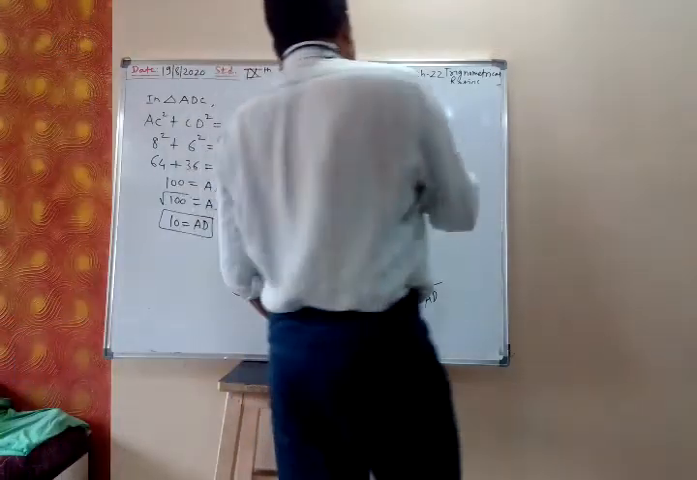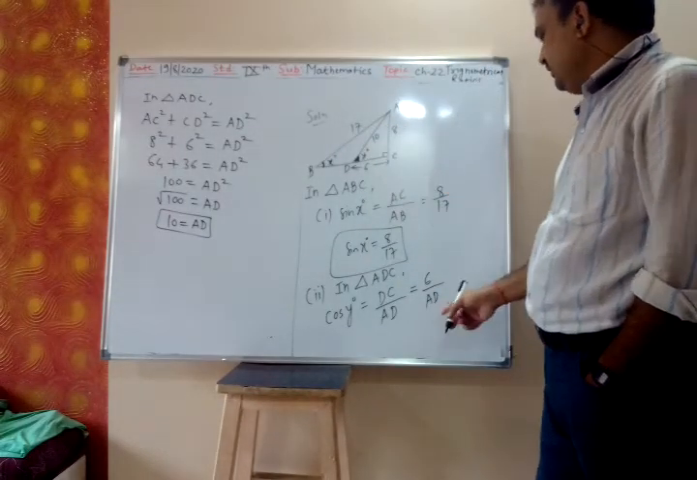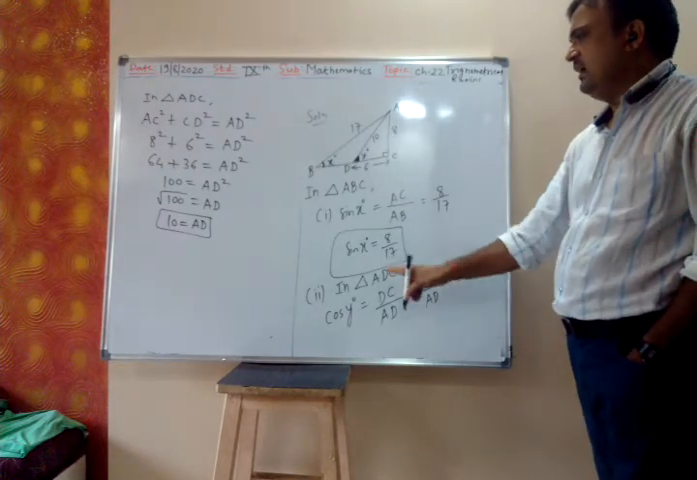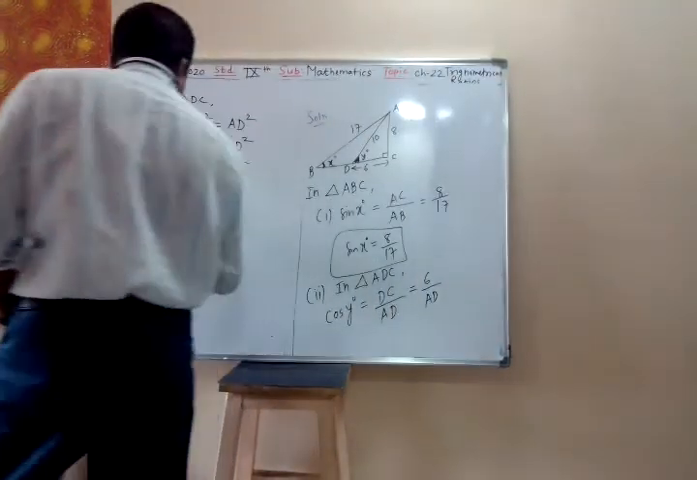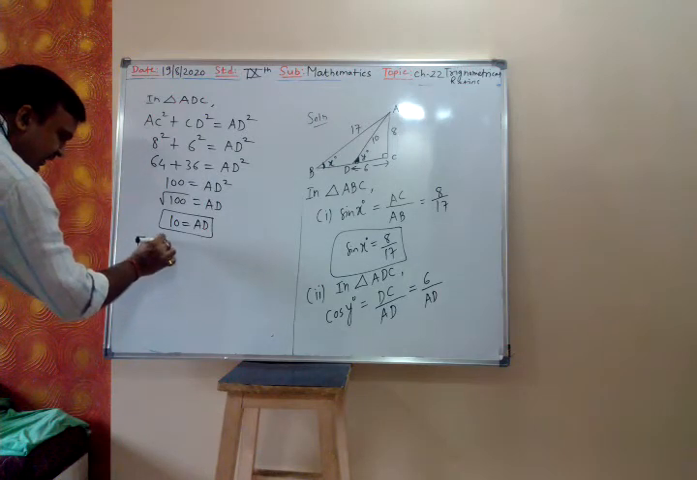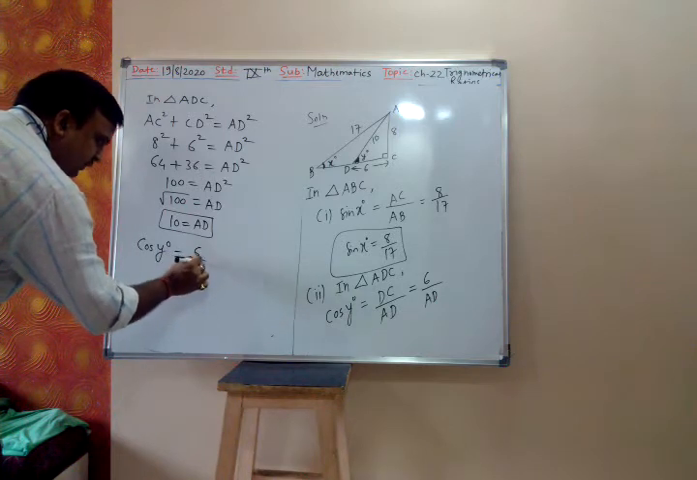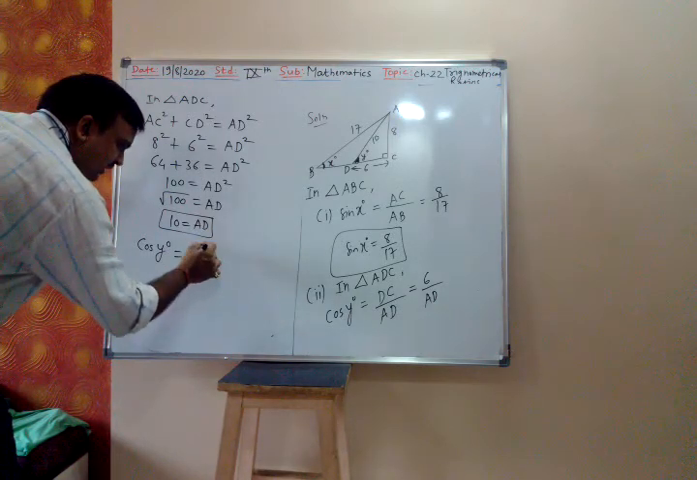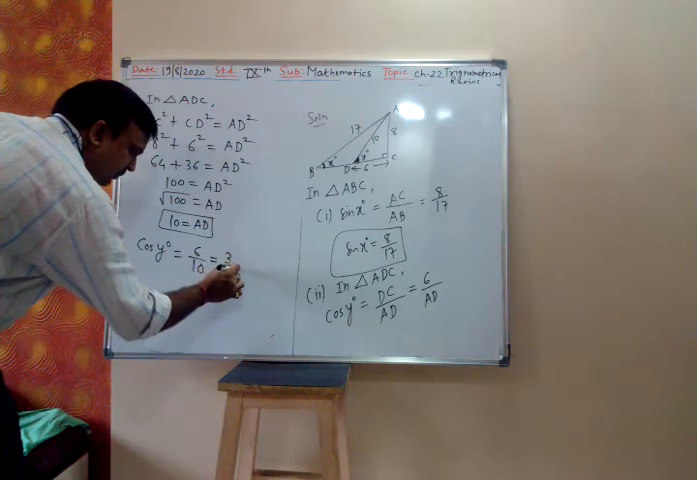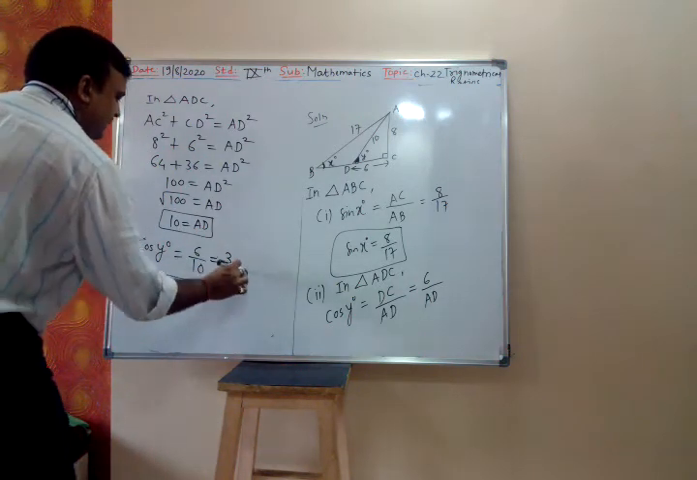So AD is 10. So now we put the value of AD and get cos y degree. So cos y degree is 6 upon 10, which we can simplify further. 3 2s are 6, so 3 upon 5. So cos y degree is 3 upon 5.